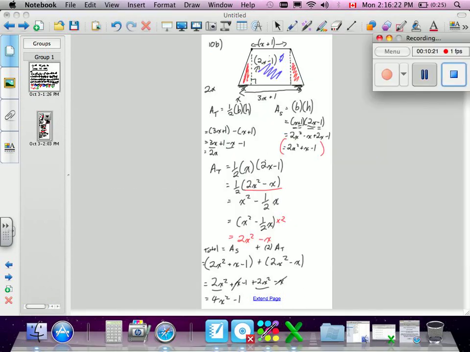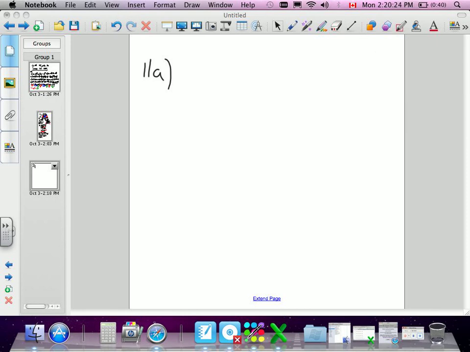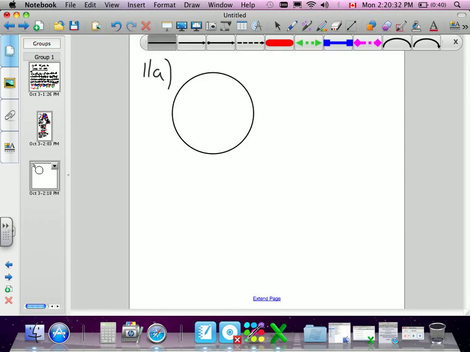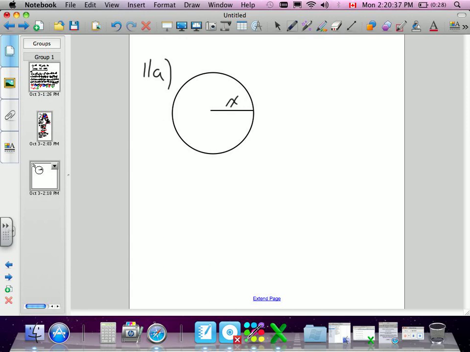Another large question. It's the pizza question. Circular pizza has a radius of x. So the diagram looks like this. Our radius is x. Very first question says to write an expression for the area of a pizza. Area of a circle, with a C. Pi r squared. Because our radius is x, the area of our circle will be pi x squared. That's A. I'll do B and C.